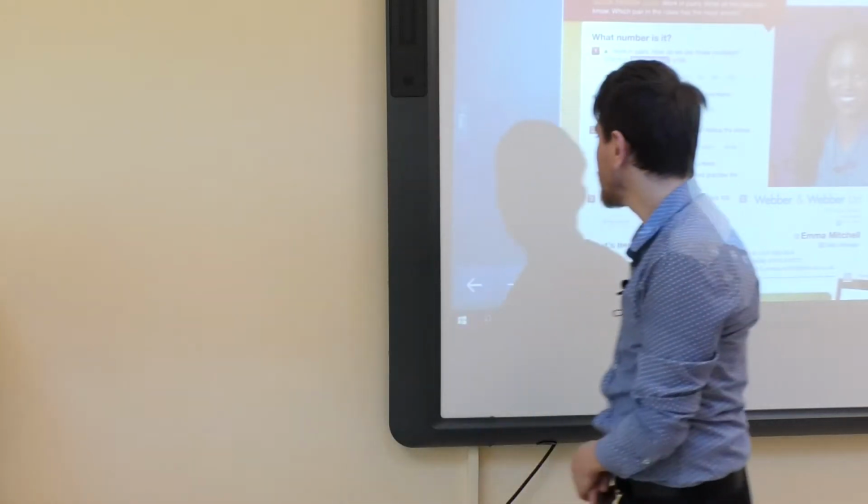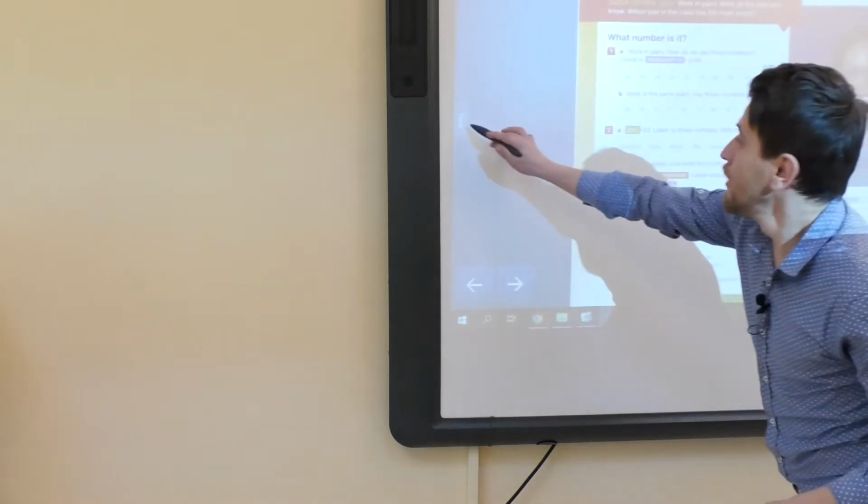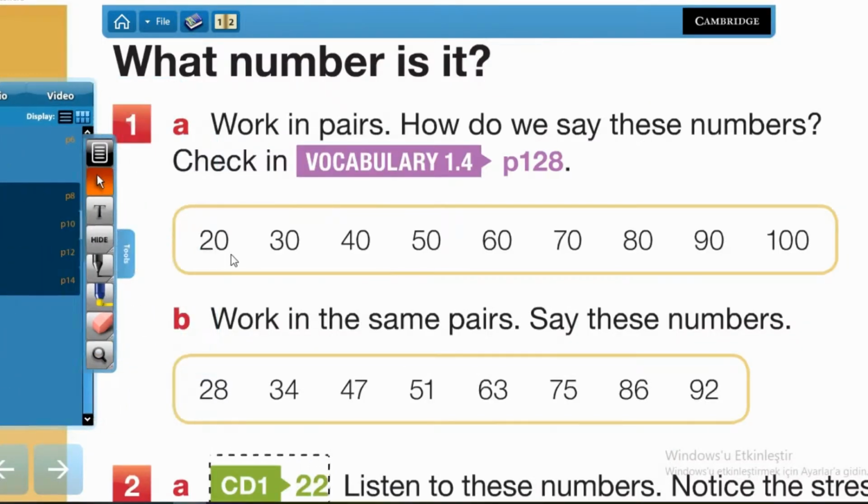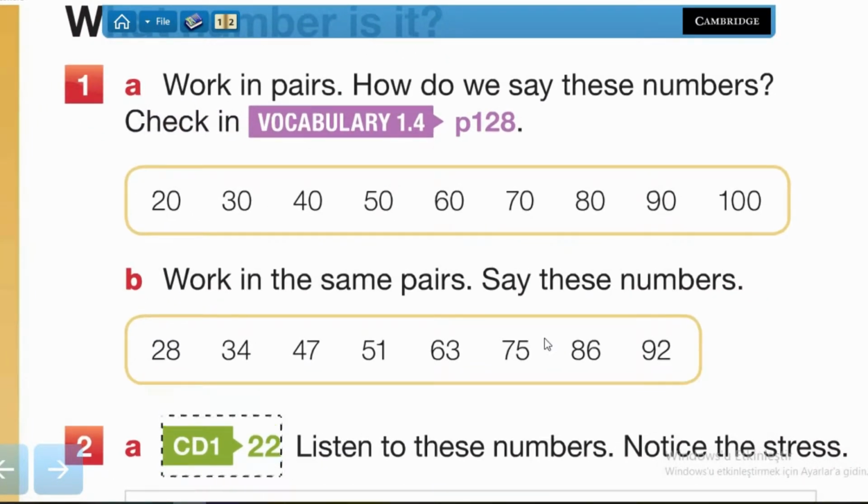Now we continue our class with Unit 1C. Unit 1C is about asking for personal details and numbers from 20 to 100. Let's start with counting numbers from 20 to 100. Look at number 1A. On 1A, how do we say these numbers?